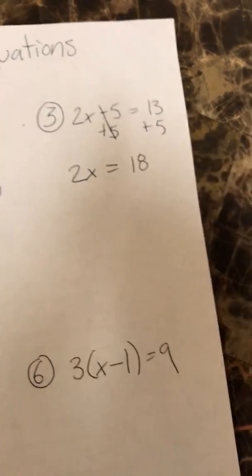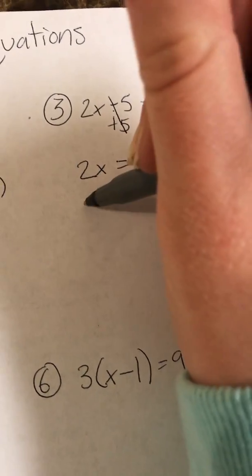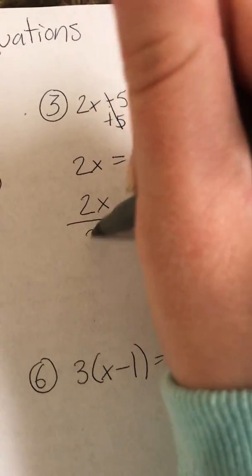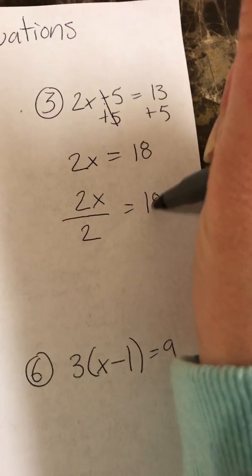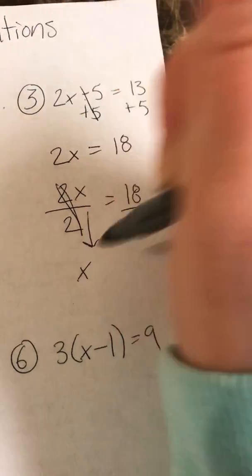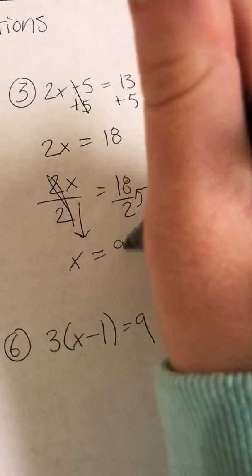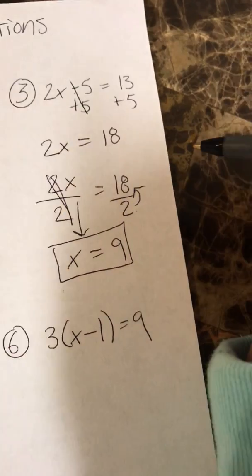We need to get the x by itself. This is showing multiplication, so the opposite would be to show division. So we're going to divide both sides by 2. Bring the x on down. How many times does 2 go into 18? 9 times. X equals 9.